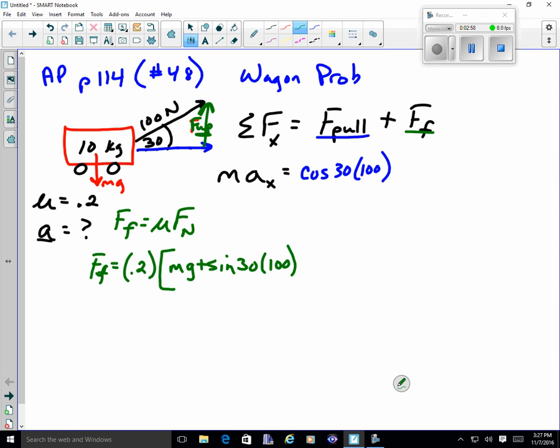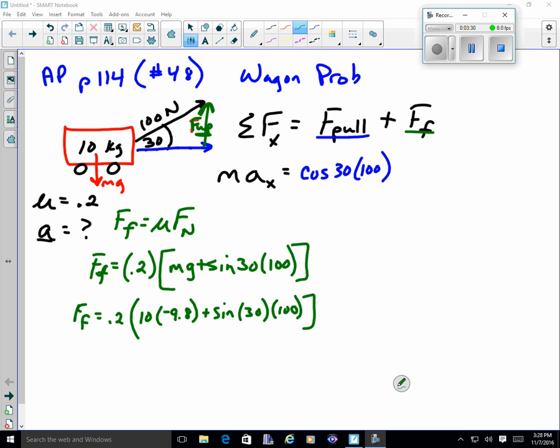Now, if you notice, I added it here, so just watch how that happens, because this gravity is going to be negative. So what I'm going to do is I'm going to say my friction force, keep that 0.2 there, is the mass, which is 10, times a negative 9.8, so that's the weight going down, plus the sine of 30, which is 1/2, times 100. So let's get an answer for that. And when you get the whole answer for the parentheses and multiply it by 0.2, I now have a friction force of negative 9.6.